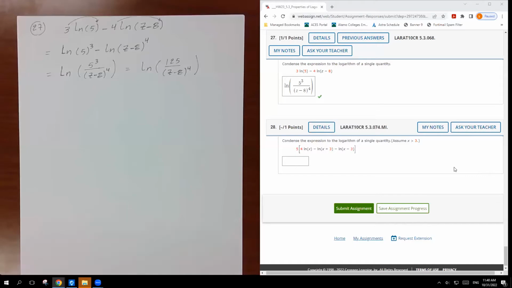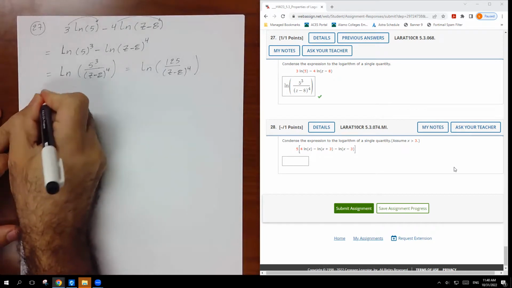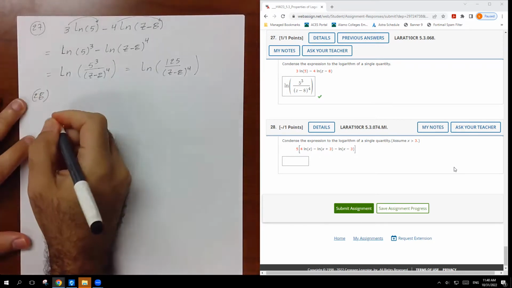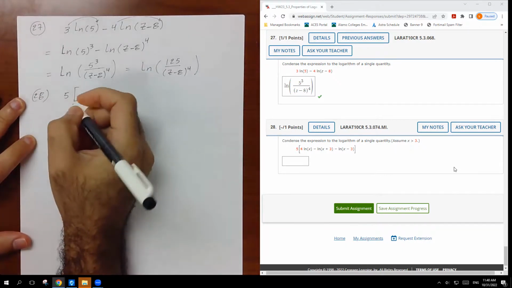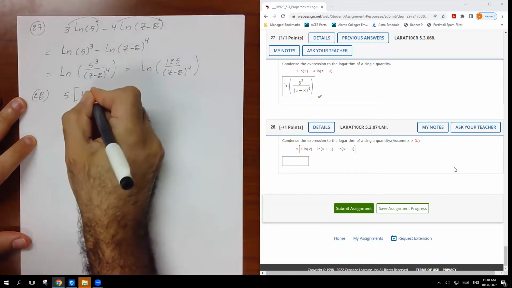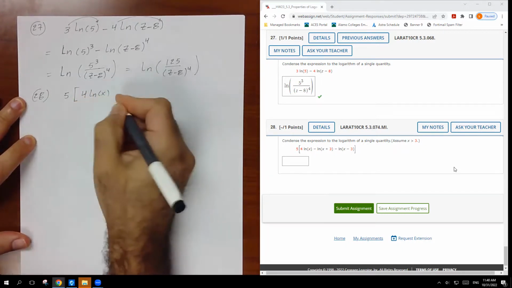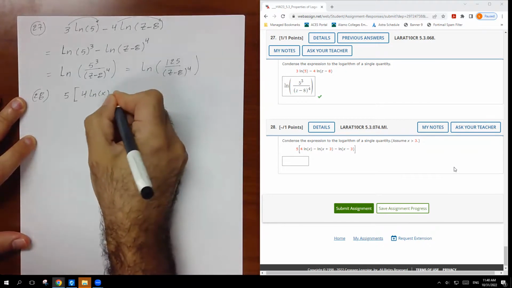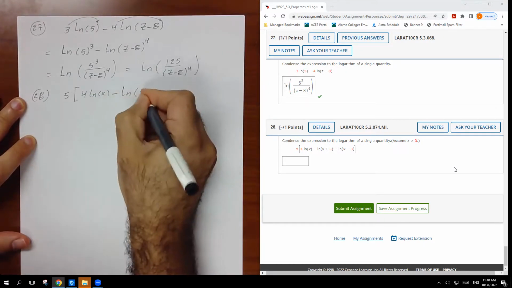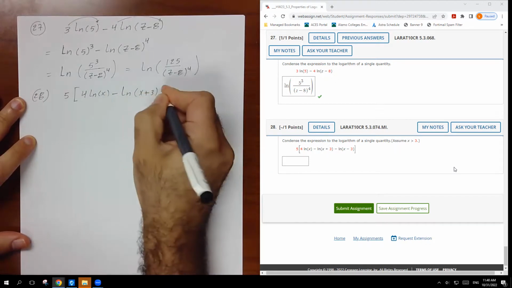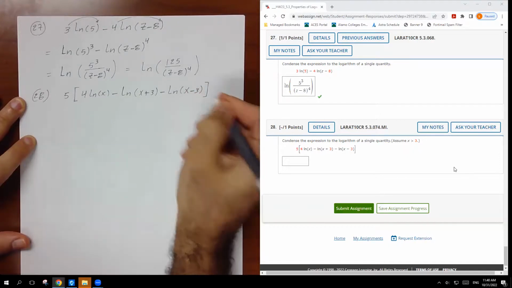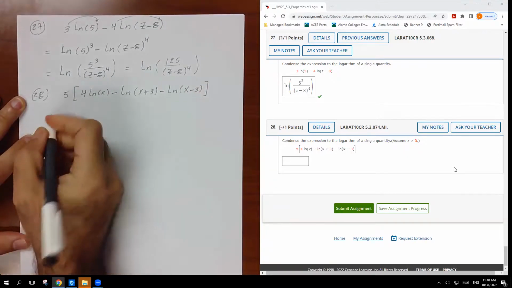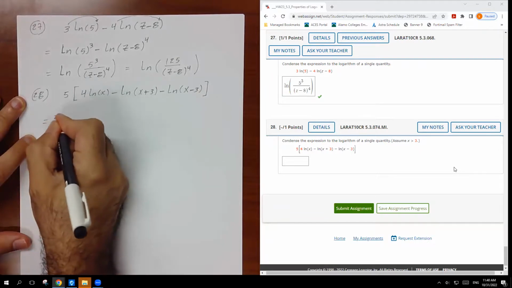Number 28, we have 5 brackets, 4 ln of x minus ln of parentheses x plus 3 minus another ln of parentheses x minus 3. So now let's check how we're going to write down this as a single log or single ln.